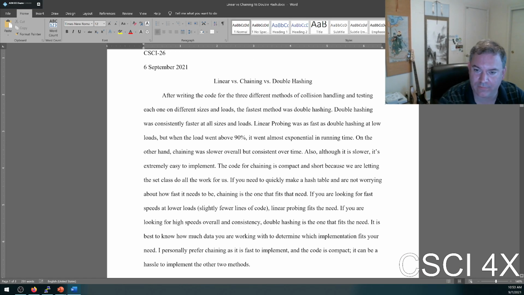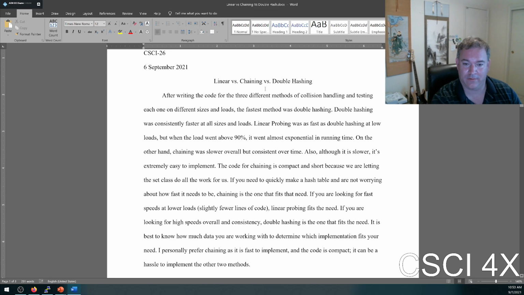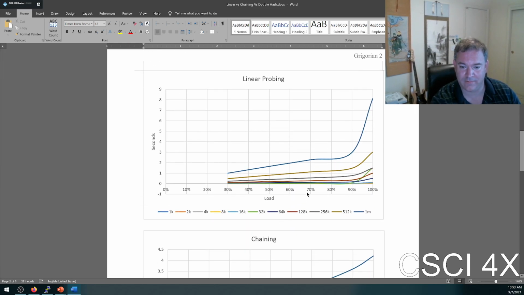After writing the code, double hashing is faster. By the way, a lot of you got different results, and it kind of depends on your implementation, I suppose. So a little bit of analysis, and then he's got the running time graphed out with the different sizes and the different loads. So this is how he graphed it. Other people flip the axes around and things like that, and that's fine too.